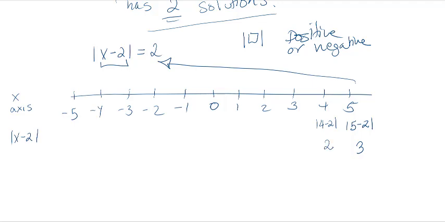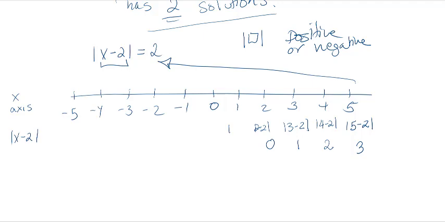One more here, we have 3 minus 2, absolute value, that's the absolute value of +1, which is just 1, and 2 minus 2, absolute value is 0. Right? We have the absolute value of 0.